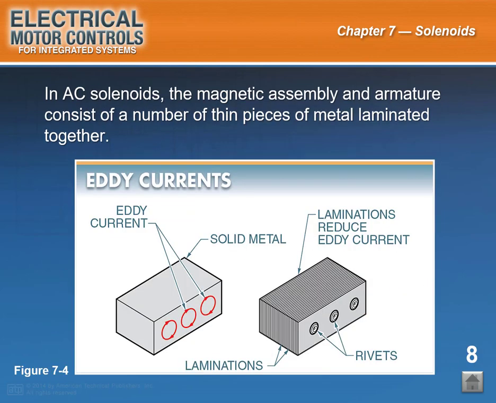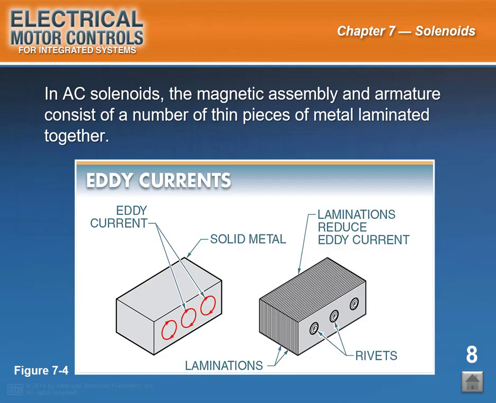In an alternating current solenoid, the magnetic assembly and armature consist of a number of thin pieces of metal laminated together. See Figure 7-4. Eddy current is unwanted current induced in the metal structure of a device due to the rate of change in the induced magnetic field. Strong eddy currents are generated in solid metal when used with alternating current.